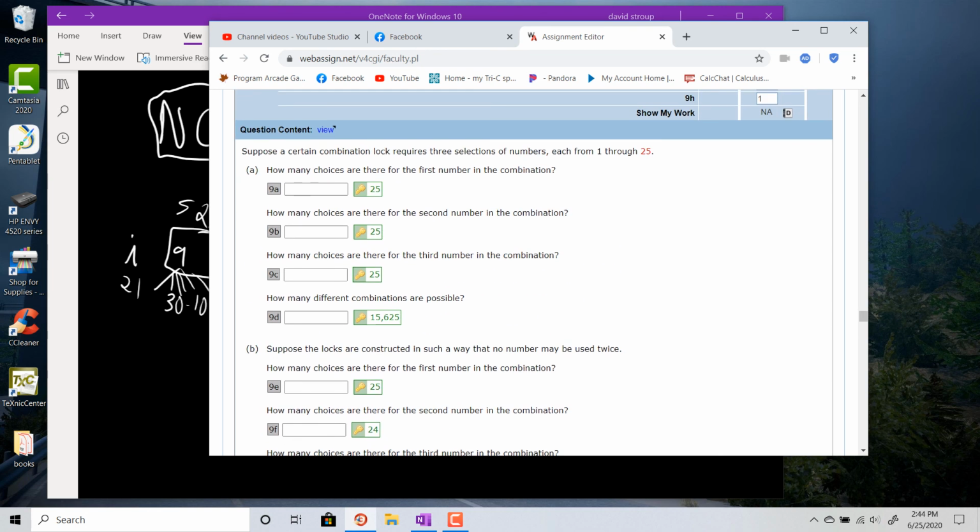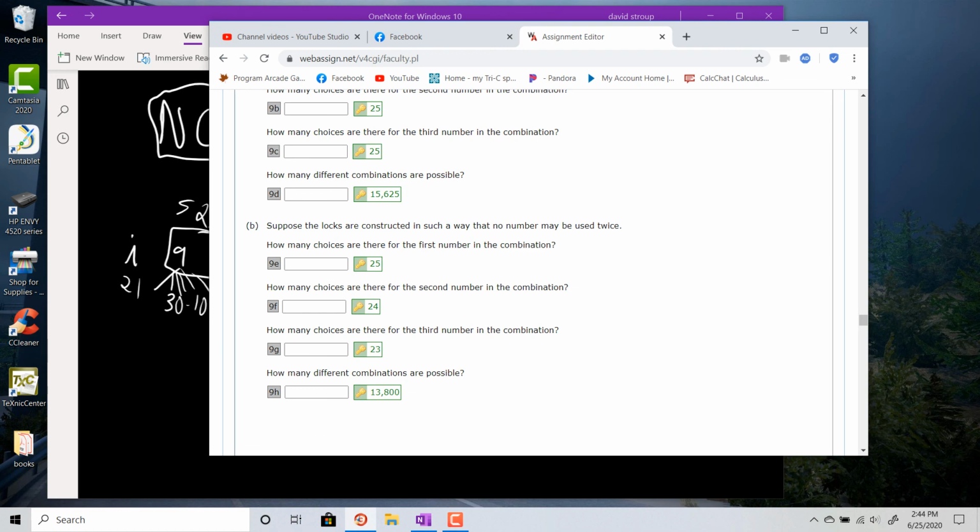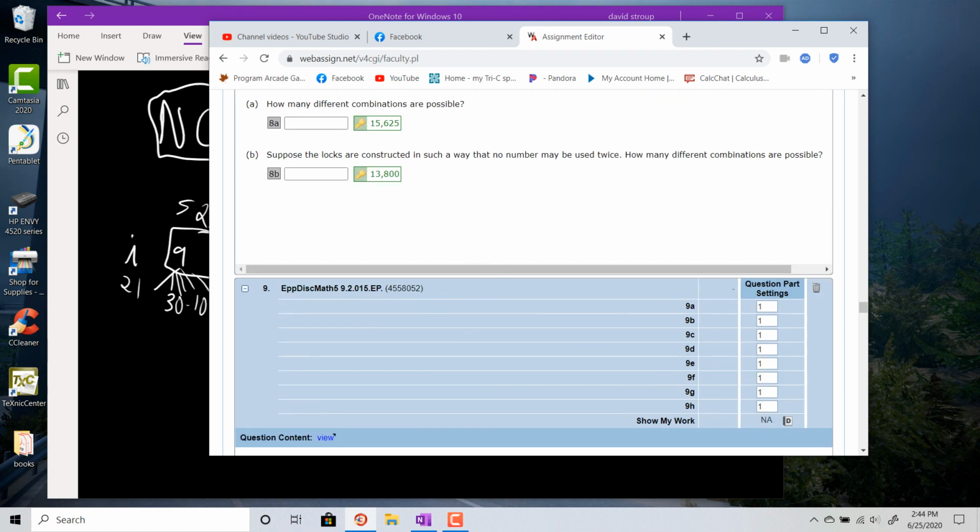Suppose a certain combination lock requires a selection of numbers 1 to 25. How many choices are there for the first number in the combination? Well, there's 25 different numbers, so 25. How many choices are there for the second number? Well, again, 25, and then 25. If you're picking three numbers, it would just be 25 cubed. In the other case, it's just 25 pick 3. These aren't that bad.